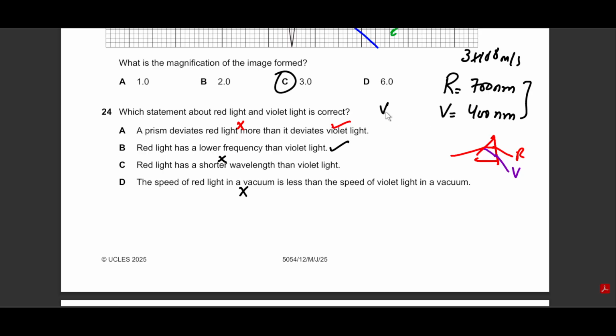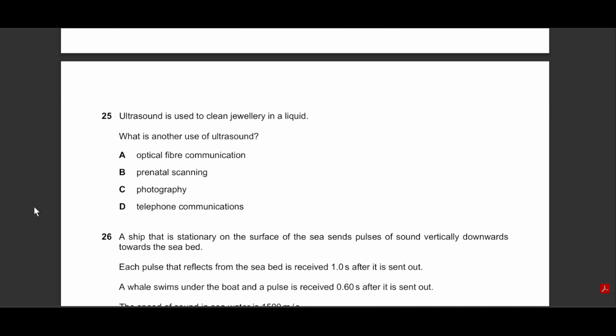This is exactly why we have this V equals to F lambda. If V is constant, we have a very simple relationship that frequency is inversely proportional to lambda. So if red has a longer wavelength, then its frequency will be lower. And if we visualize, violet has a smaller wavelength but higher frequency. So option B should be right. And this is true because V, speed of light, is constant.